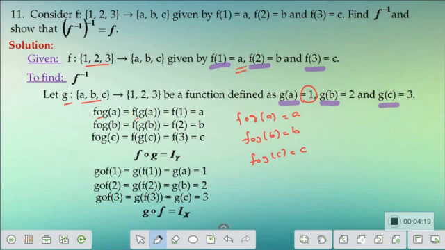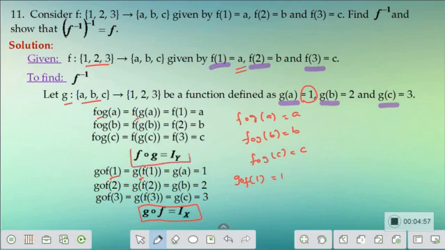So, here is the first one, g composite f of 1. G composite f of 1 is the same as g of f of 1, which is equal to g of a, and that is equal to 1. So, we see that g composite f of 1 is equal to 1. Similarly, g composite f of 2 equals 2, g composite f of 3 equals 3. So, we see that the composition of g and f for all the 3 values is the same as the identity. Hence, we can conclude that g composite f is equal to the identity function, that is I_X. X is nothing but the domain of f.